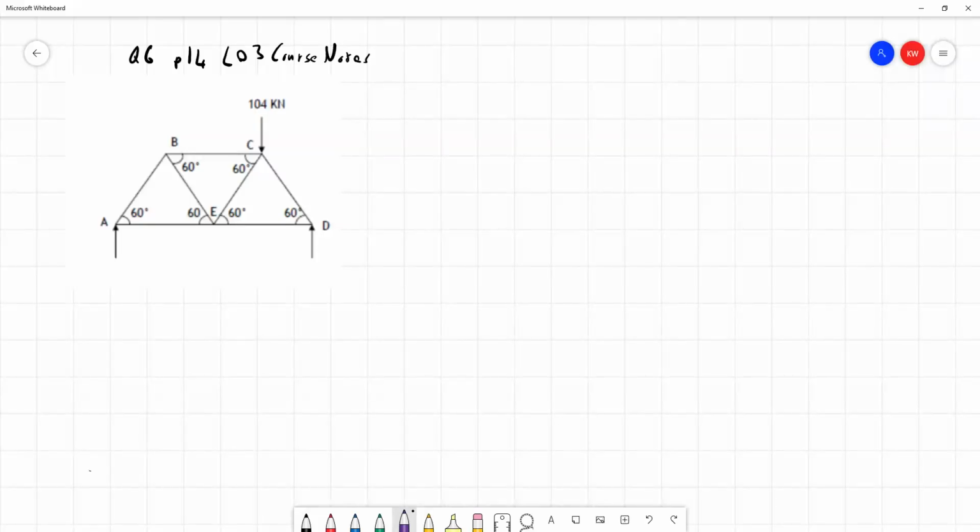In this video, we're going to solve question 6 from page 14 of the Learning Outcome 3 course notes for the unit Statics. In this question, we're asked to use Bow's notation to carry out nodal analysis to identify the magnitude and nature of the internal forces within the members of this structure.